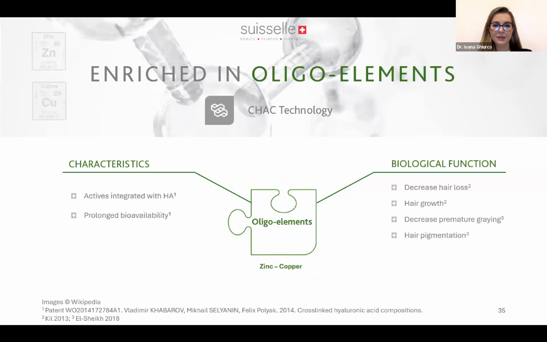And the oligo elements, the zinc and the copper, are very good in helping hair growth, and they are good also in regulating the sebaceous gland activity. They will decrease the premature graying and also decrease hair loss. Next slide.